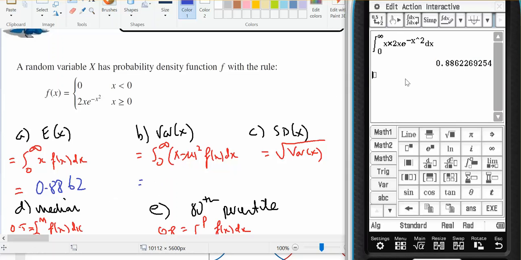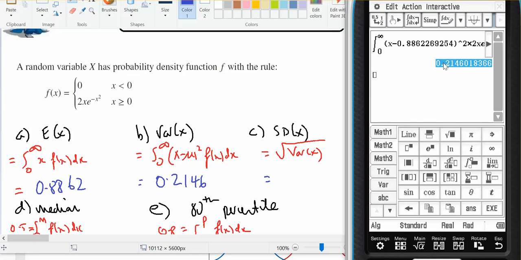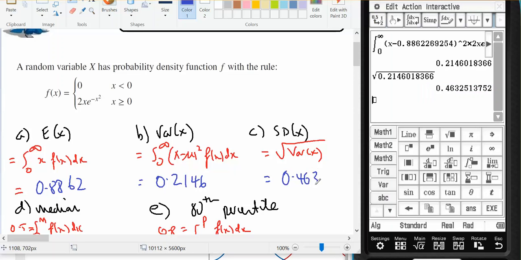To do the variance, I need to multiply f of x by x minus the mean squared times the function. And that gives me a variance of 0.2146. The standard deviation will be the square root of the variance, which gives me an answer of 0.4633 to 4 decimal places.